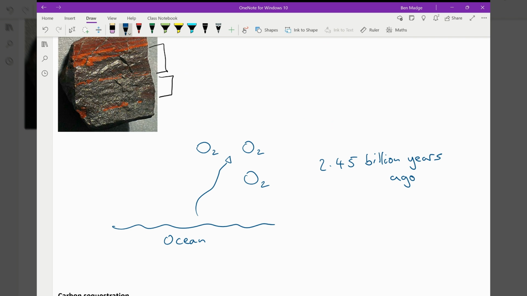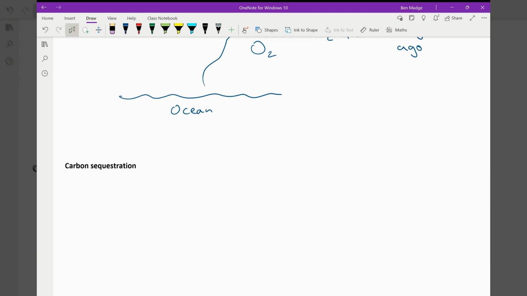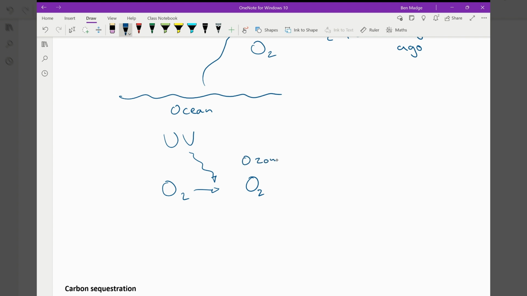This is really important because this early oxygen in the atmosphere, when it meets UV radiation high up in the atmosphere, it undergoes a chemical reaction and we produce something called ozone, which is actually O3. So it's 3 oxygen molecules. So we've got an oxygen there, an oxygen there, and an oxygen there, all bound together. And this formed our ozone layer.